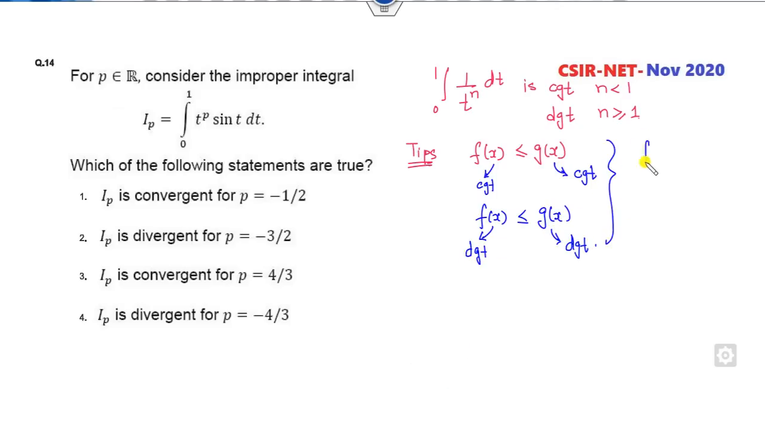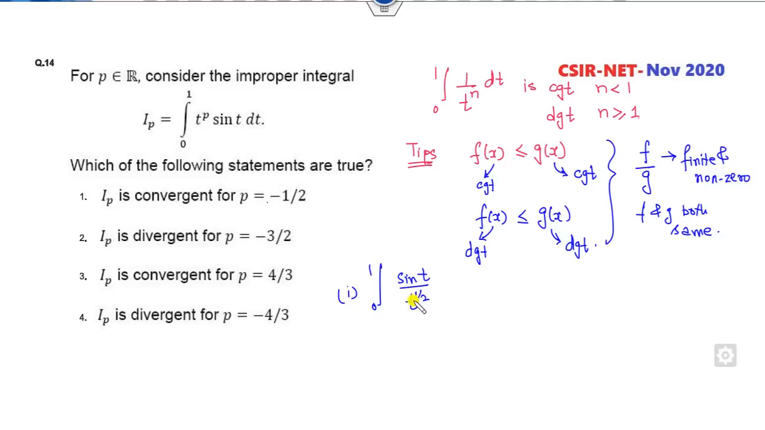And we always work on the ratio. If you find the limit as finite and non-zero, then f and g have the same nature. Fine. So look at the first option, p is equal to minus half. If I substitute here, it is sine of t over t raised to power half, which is less than 1 over this. So as per here, this is convergent. Once this is convergent, this also implies convergent. Correct option.